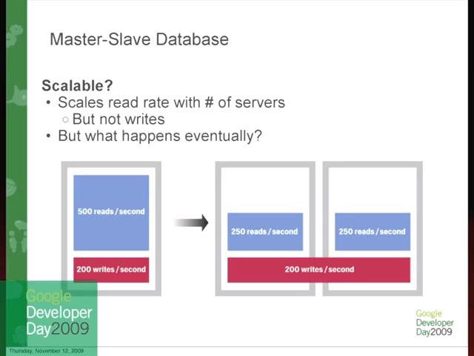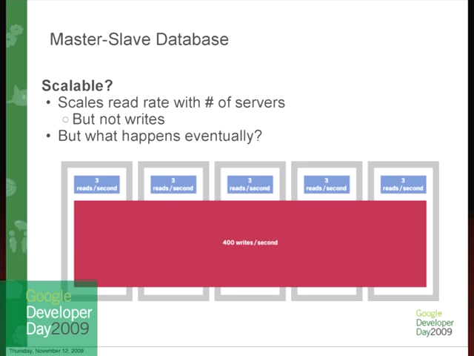Well, it scales with the read rate of the number of servers, but not the write. So we can read more and more and more, but we can't write more and more, because every write has to touch every server. If you go from 1 server to 2 servers, you kind of have this transition. 500 reads on one server can be split. So now we have 250 reads and 250 reads. But the 200 writes stay the same. It's still 200 writes across all machines.